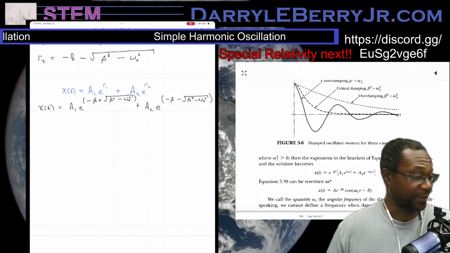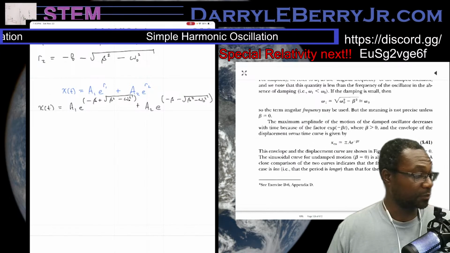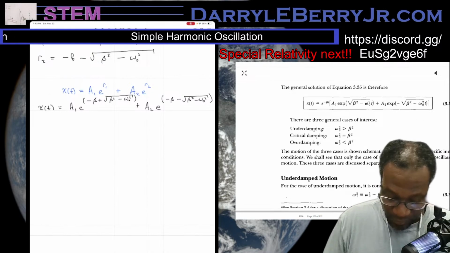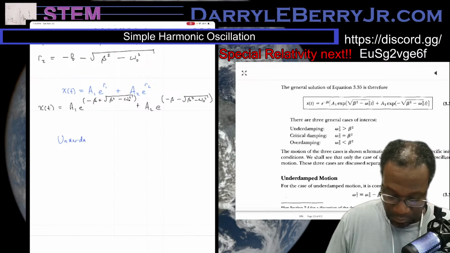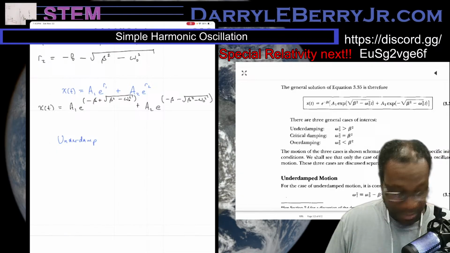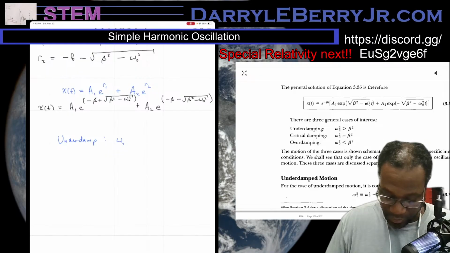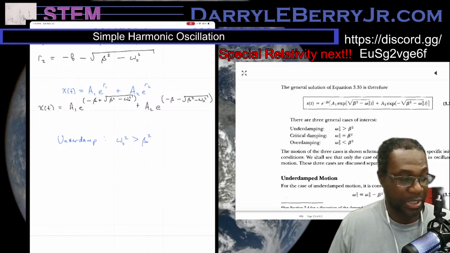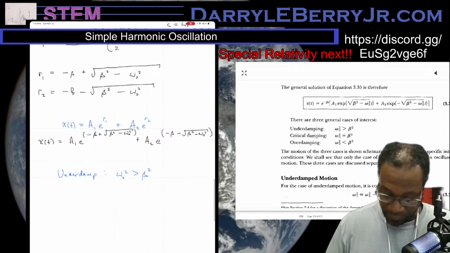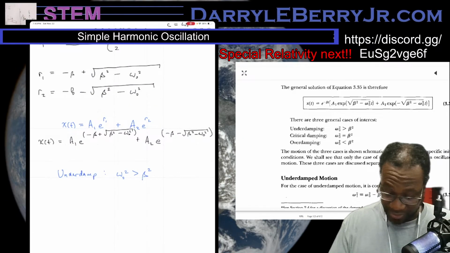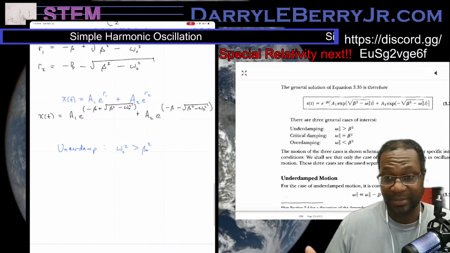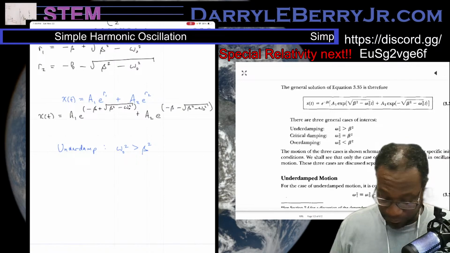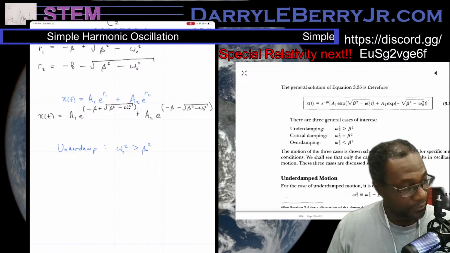Right. So looking at this, I was showing you these screens. So underdamped means that omega naught squared is greater than b squared. So going back to the illustration that we looked at earlier, if the angular frequency is greater than the damping function, then it's underdamped, which makes sense. The frequency that's pushing it is bigger than what's slowing it down, so it's underdamped. The damping is not as strong.